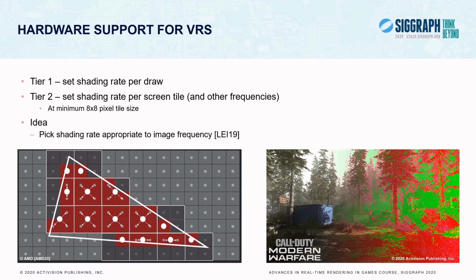Variable rate shading divides into two tiers of hardware support. Tier 1 allows you to set shading rate per draw call, whereas Tier 2 allows to set shading rate per screen tile or other frequencies at a minimum size of a tile of 8 by 8 pixels. The idea behind variable rate shading is somewhat simple. The hardware allows to pick a shading rate that's appropriate to the image frequency of the image that you're seeing. So if the image being rendered doesn't actually have too many details in some region, it allows you to render it much faster.